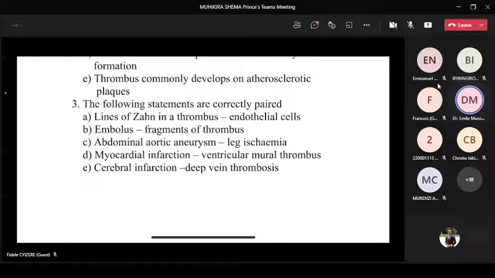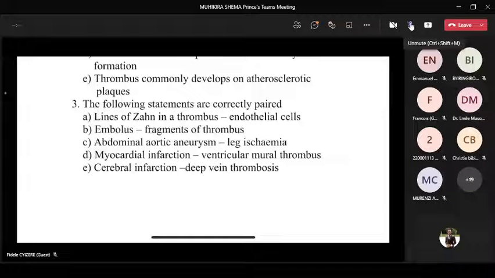Number D. Number D, I think is true. Why? Those ventricular mural thrombi occur in the wall of the ventricle, so they can cause myocardial infarction, as I was saying. Yes, it is true.